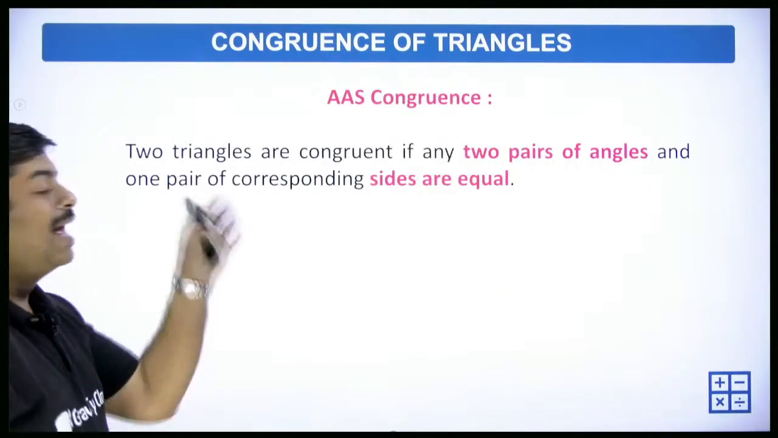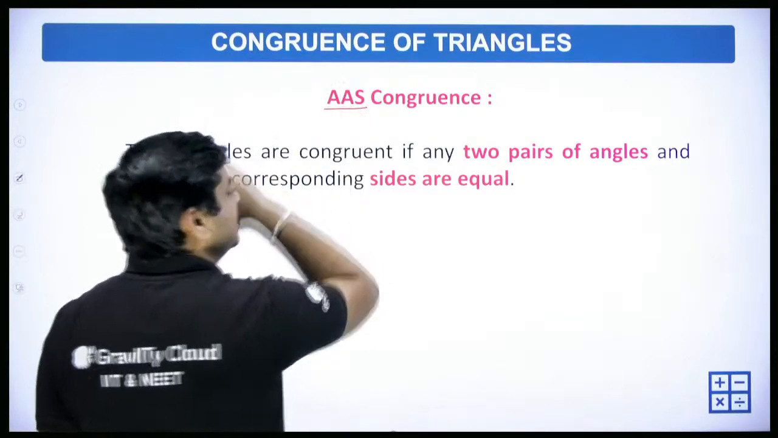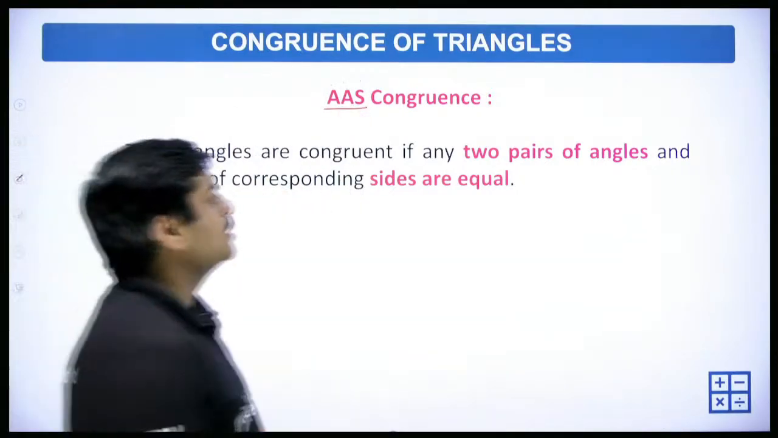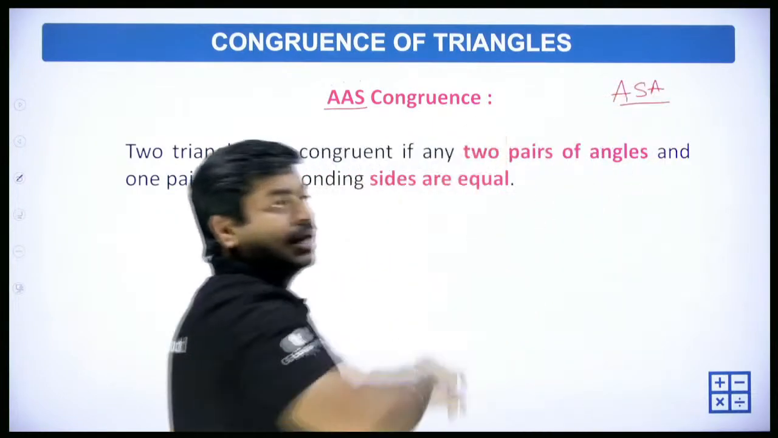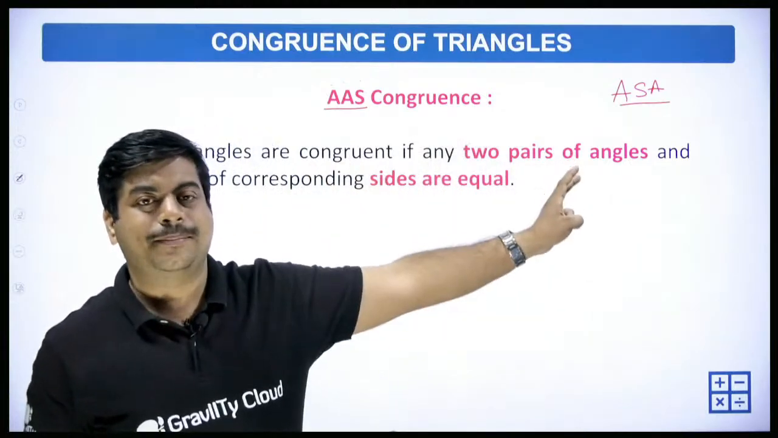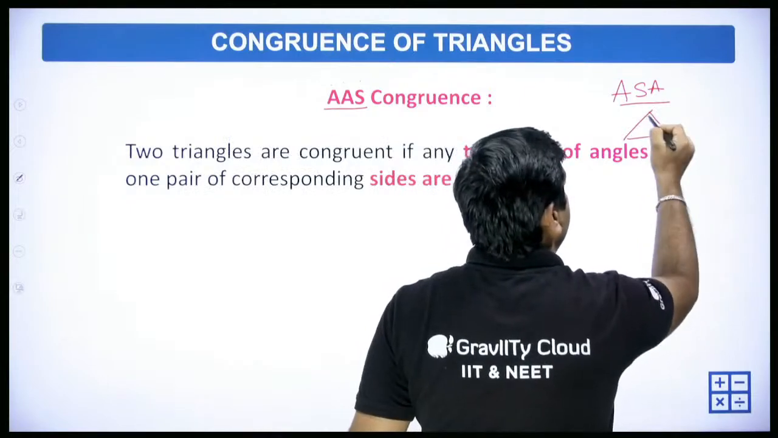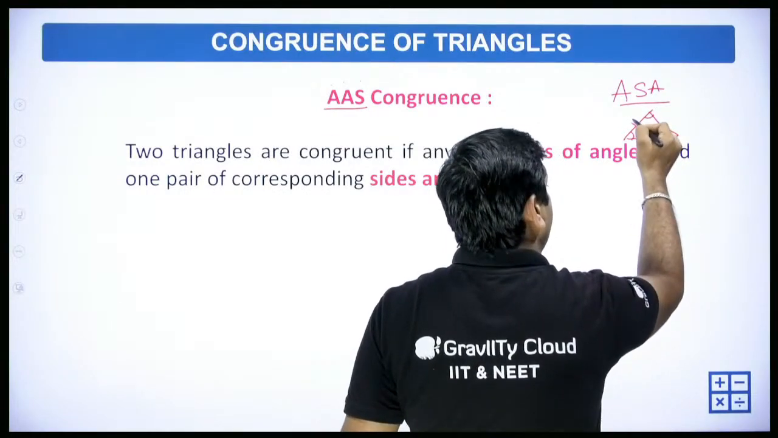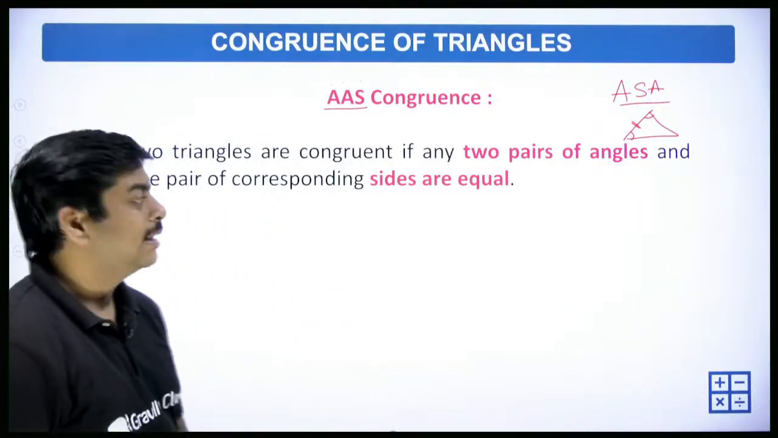Let's move on to one more: AAS congruency. The name itself says angle, angle, side. We also discussed ASA. What is the difference between ASA and AAS? ASA is two angles and the included side, like this. If this is a triangle, this one angle, and we're talking about this included side. But now we are not considering that condition.